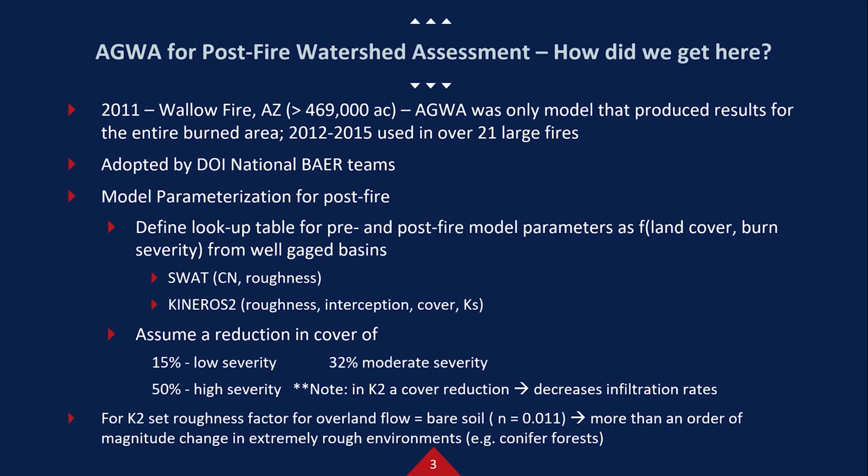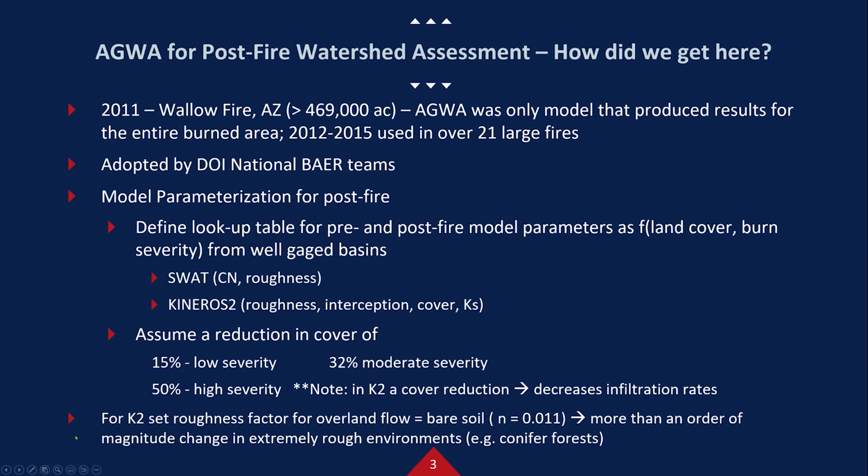And this is the rules of thumb that were suggested by Pete Robichaud of the Forest Service, that if you had a low, moderate, or high severity, you would adjust the cover by these percentages, 15, 32, and 50. And we note that K2 does reduce as a function of cover. And again, that will decrease the infiltration rates.